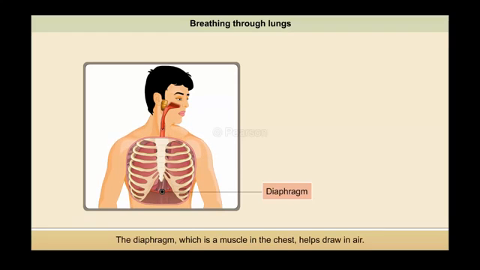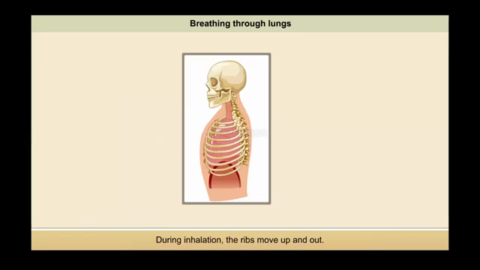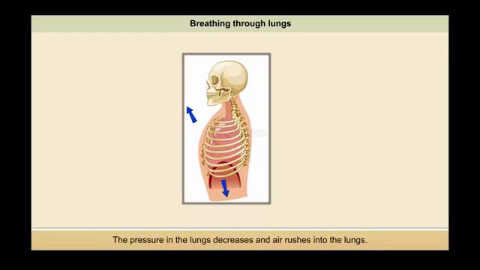The diaphragm, which is a muscle in the chest, helps draw in air. During inhalation, the ribs move up and out. The diaphragm moves down. The pressure in the lungs decreases and air rushes into the lungs.